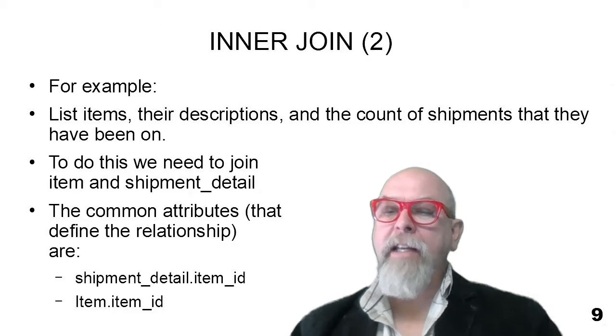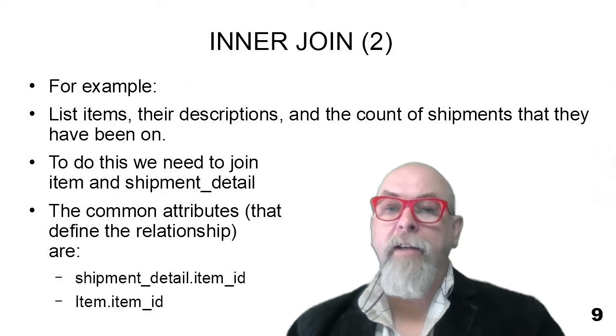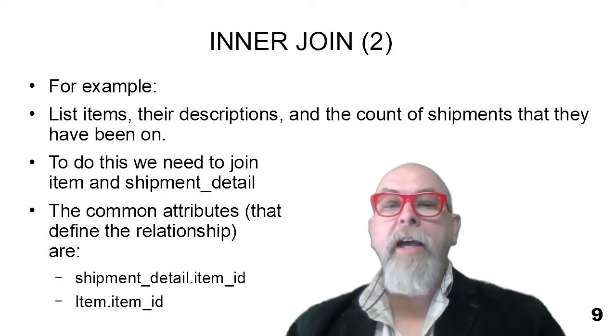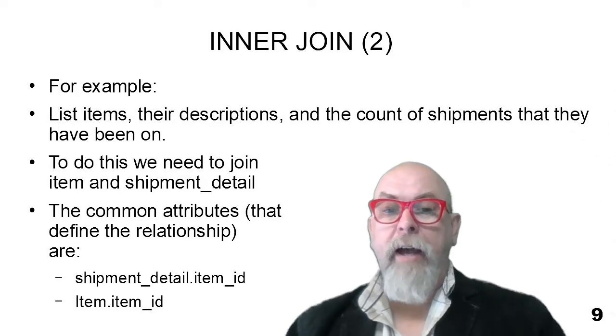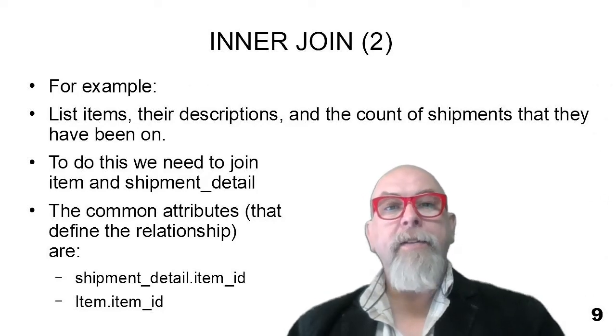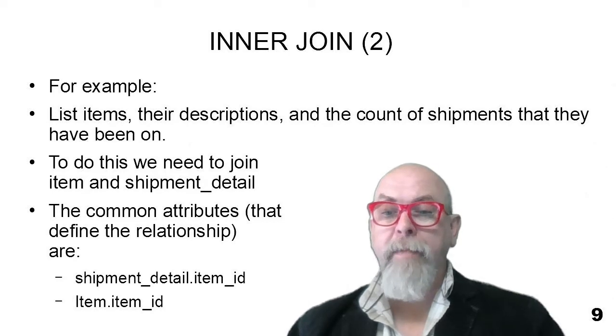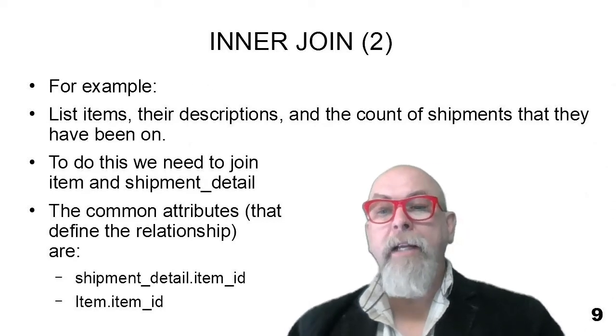Let's do a second example of an inner join, and this one's going to be a little bit more complex because the client would like, for instance, the list of items, their description, and the count of shipments that they've been on. So I'm going to need to know the item ID, the description, and count the number of shipments they've been on. Well, to be able to count the shipments, we're going to need the shipment IDs. And to do that, we're going to see that the join between item and shipment detail needs to be made, because with shipment detail, we can get the shipment numbers.